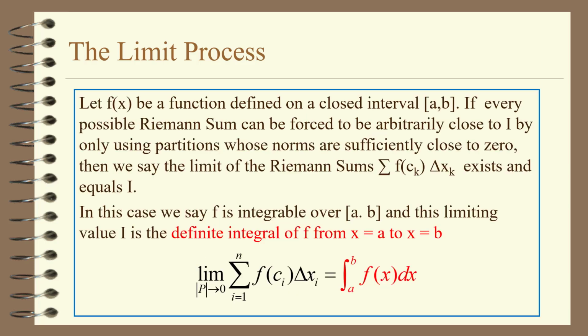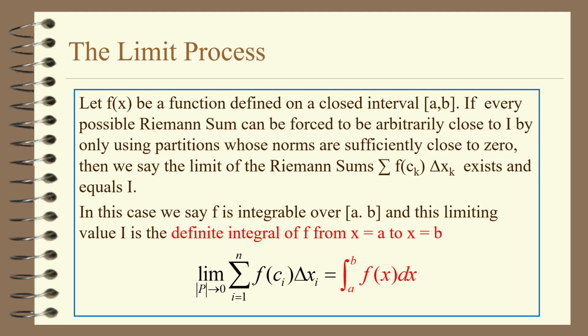So let f of x be a function defined on a closed interval from a to b. If every possible Riemann sum can be forced to be arbitrarily close to one number I by only using partitions whose norms are sufficiently close to 0, so there's a feeling of control, as long as the norms are close enough, all the Riemann sums won't vary very much and they'll all be near the value of I, then we say that the limit of the Riemann sums exists and equals I.